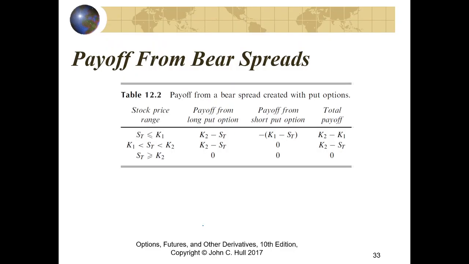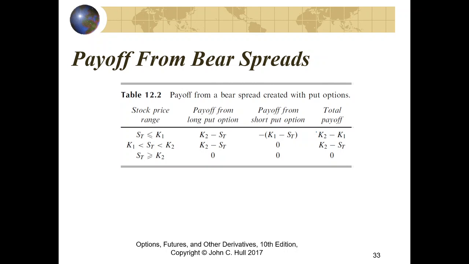Similar to the case of the bull spread, we can analyze the effect of the different stock price ranges on the total payoff of the spread. So if ST is lower than K1, the long put and the short put are both in the money, which means the payoff of the long put option will be K2 minus ST. The payoff from the short put option will be minus (K1 minus ST), because we are paying this payoff. Now, if we open the bracket, minus K1, and minus times minus gives us plus ST. So plus ST and minus ST cancel each other, and the total payoff will be K2 minus K1.